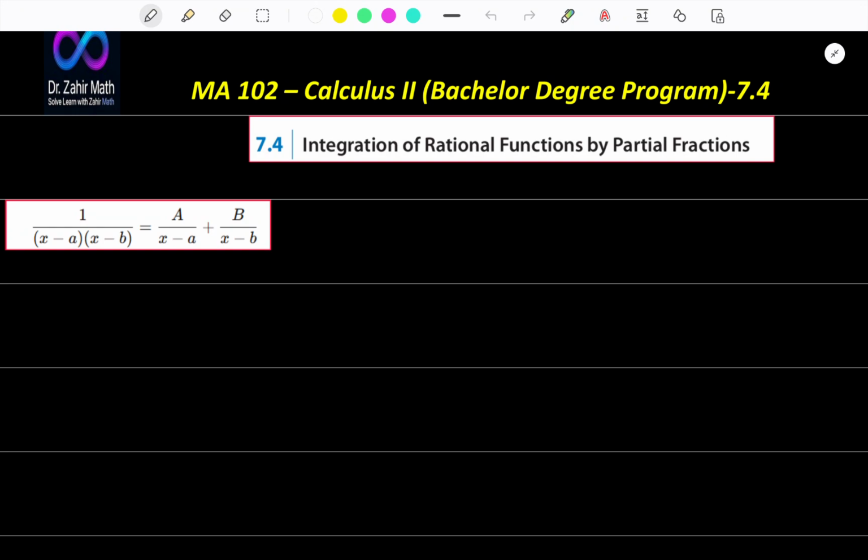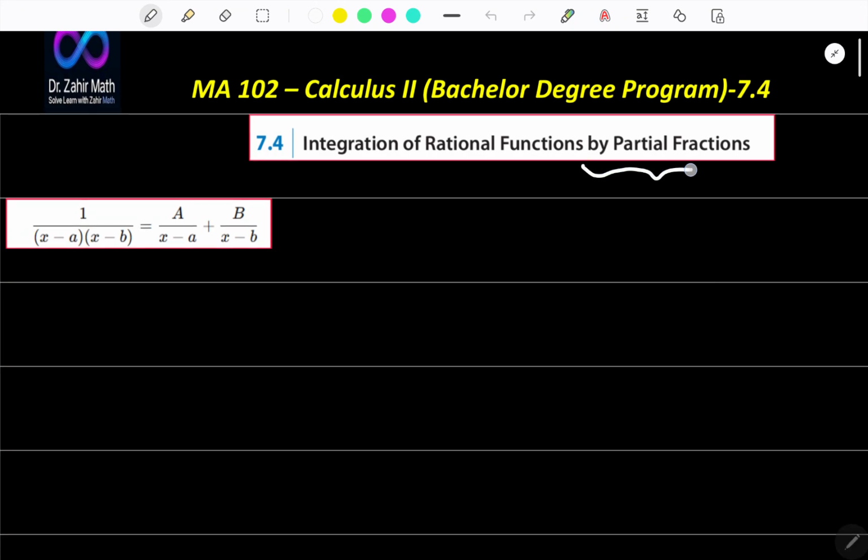Every day you study one exercise, so calculus 2 will be very easy for you. So today we are going to learn integration using partial fractions. You may think this is only mathematics, but this idea is used a lot in engineering, okay?